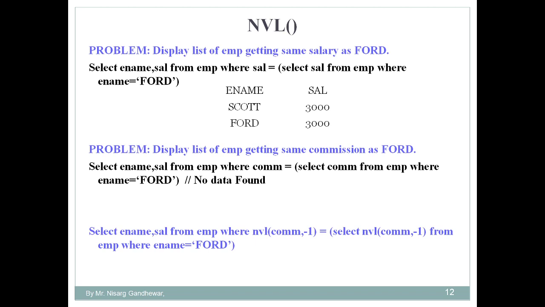Suppose your inner query returns null as output, then the outer query is not going to display any output. You will get the output as no data found. You should know this, because it's very important. Most of the time it may happen that the output of the inner query is null, and just because of this the outer query displays no data found. So in this case the problem is that the commission for Ford is null, and null we cannot compare, because we know that null is not comparable. Null cannot be compared by using the equals operator.